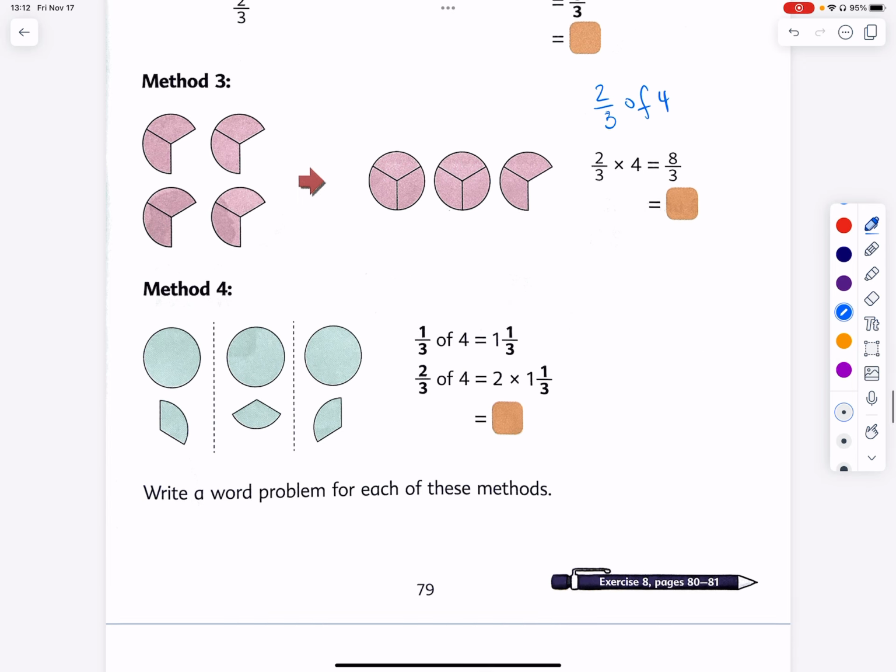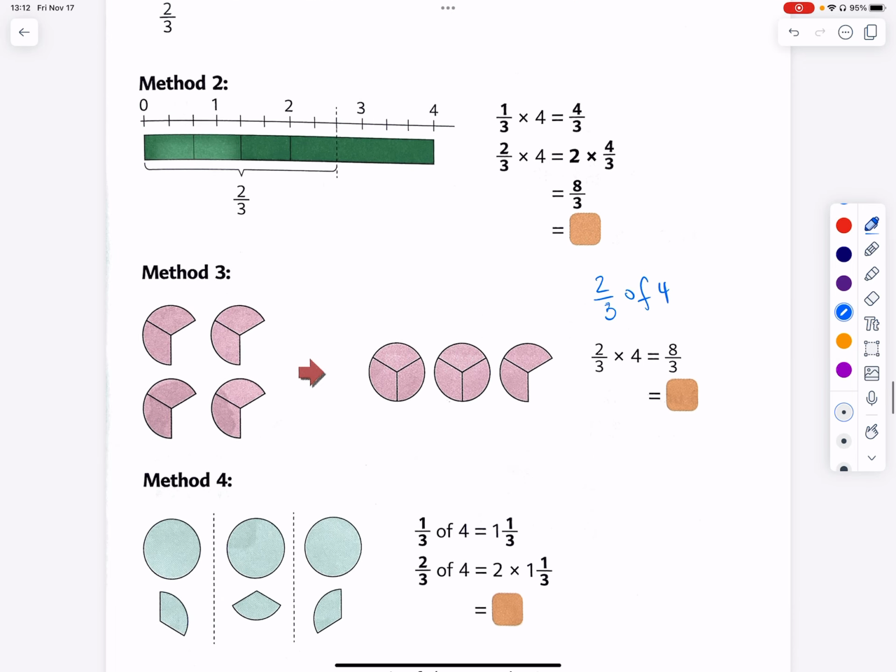We first find 1/3. Here it is. 2/3 of 4, right? So the whole number bar is 4. We need to split it into 3 equal parts and take 2 of them. Whichever way you look at it, it is still 2/3 times 4.